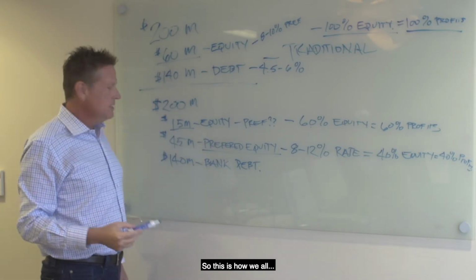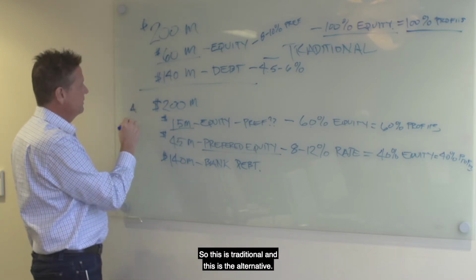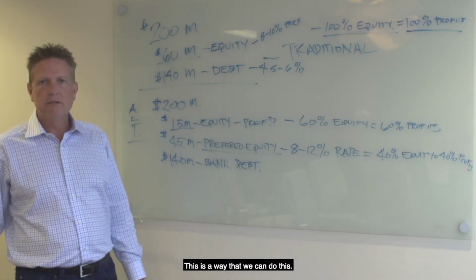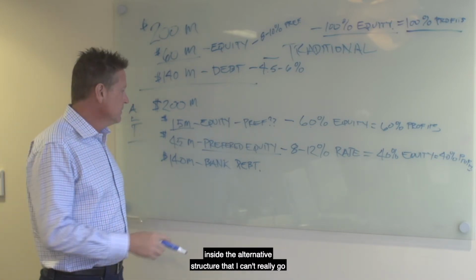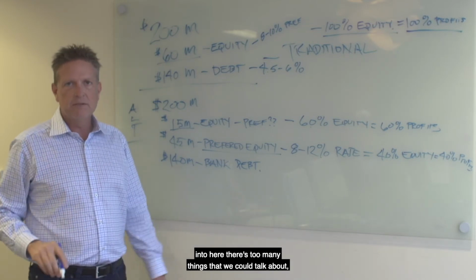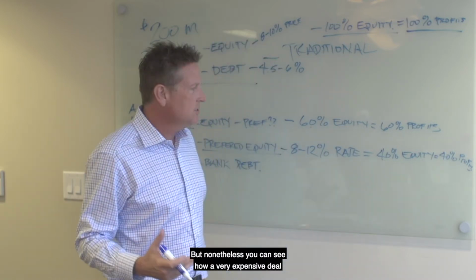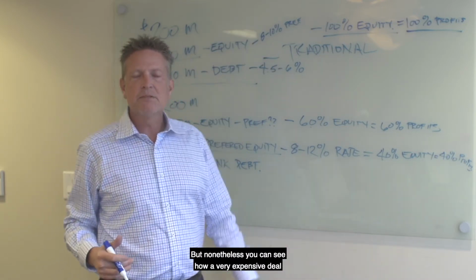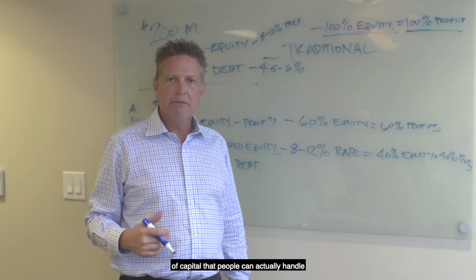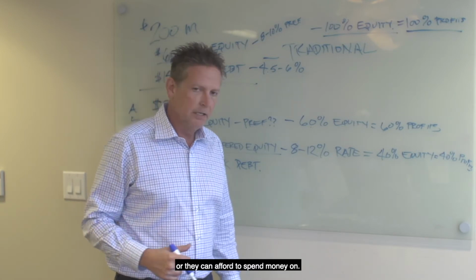So this is traditional and this is the alternative. This is a way that we can do this. Now there are other things we can do inside the alternative structure that I can't really go into here. There's too many things that we could spend hours talking about. But nonetheless, you can see how a very expensive deal, you can break it down and get it into bite-sized blocks of capital that people can actually handle or afford to spend money on.